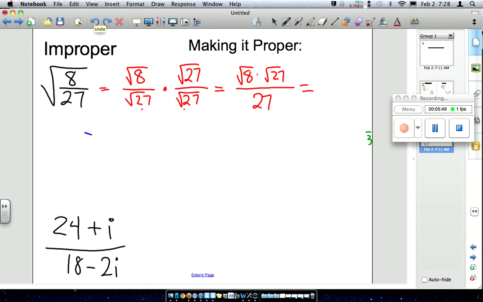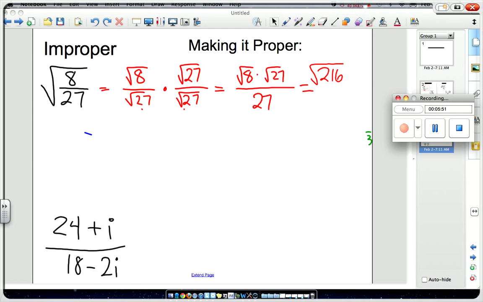So I'm going to do 8 times 27. 8 times 27 is 216 over 27. This is a proper answer, but it may not be fully simplified. So here's the thing. Inside the 216, if there's any perfect squares, I want to take them out. Okay, so I check for things like 16. Does 16 go into 216? That's a perfect square, and maybe it will. Does 4 go into it? Does 25? Does 9? So I check for all these things.